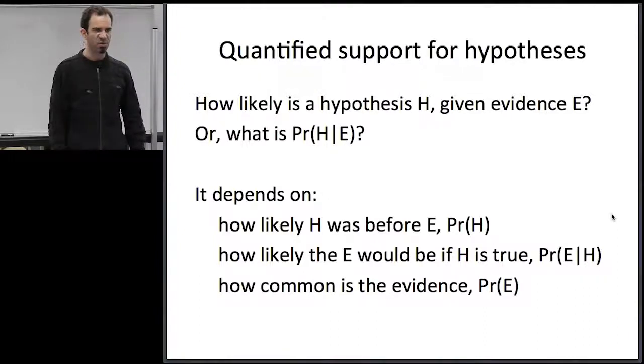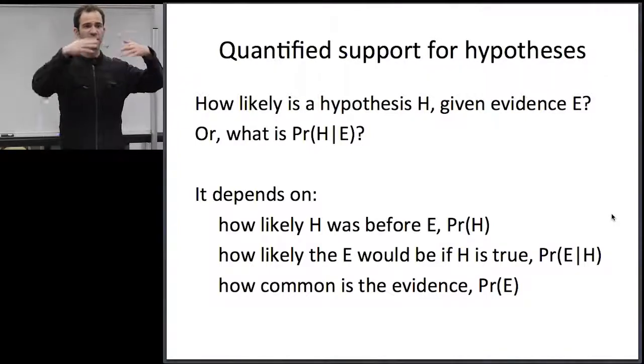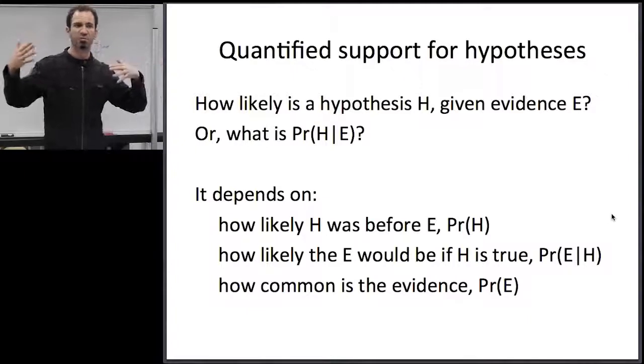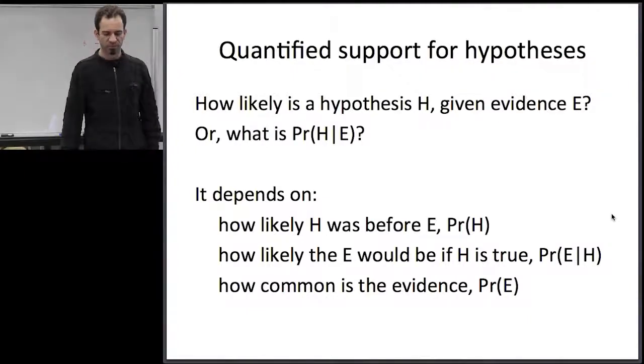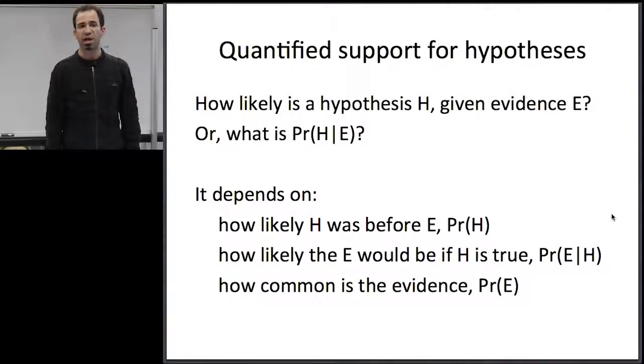And the other thing that it tells you is, if you're trying to decide what to investigate next, investigate the thing that will give you the most relative information. You want to be able to discriminate between them. Don't go looking for the thing that will confirm the hypothesis. Go looking for the thing that will change your relative degree of belief. That's what you want.